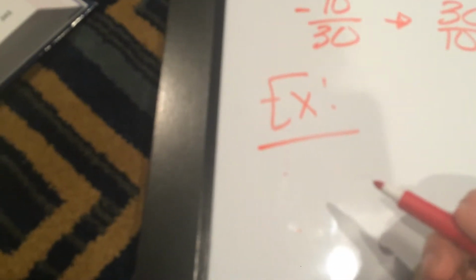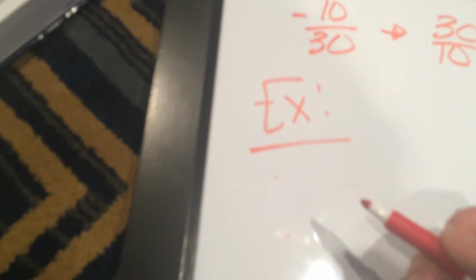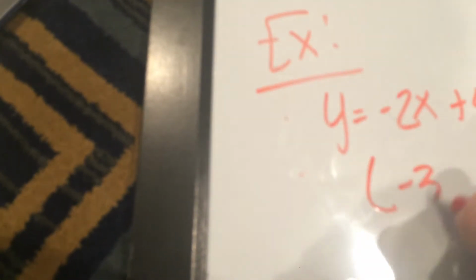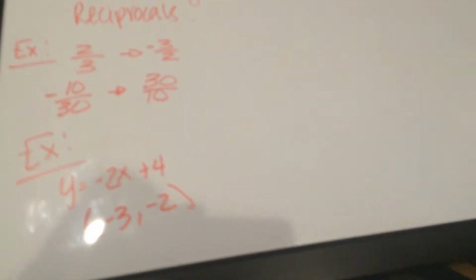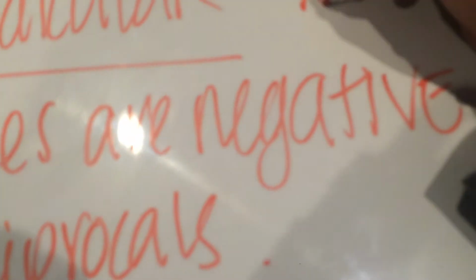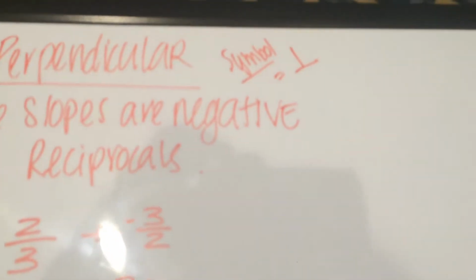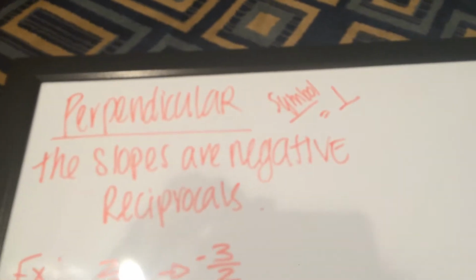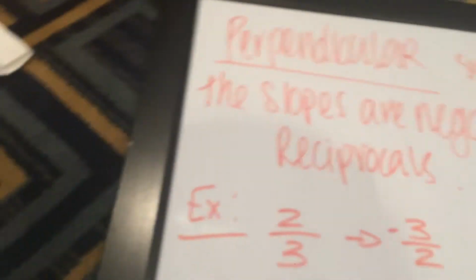So the example is, write an equation of a line that is perpendicular to the line y = -2x + 4 and goes through the point (-3, -2). Oh, I forgot to tell you guys the symbol for perpendicular. It's really cute. It's an upside down T. It's easy.